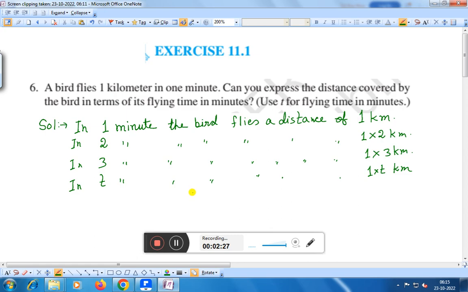where 1 is constant and T is the flying time in minutes.